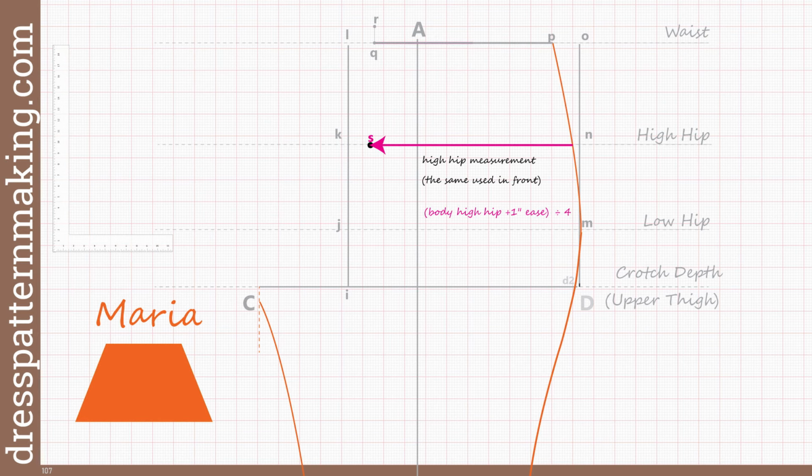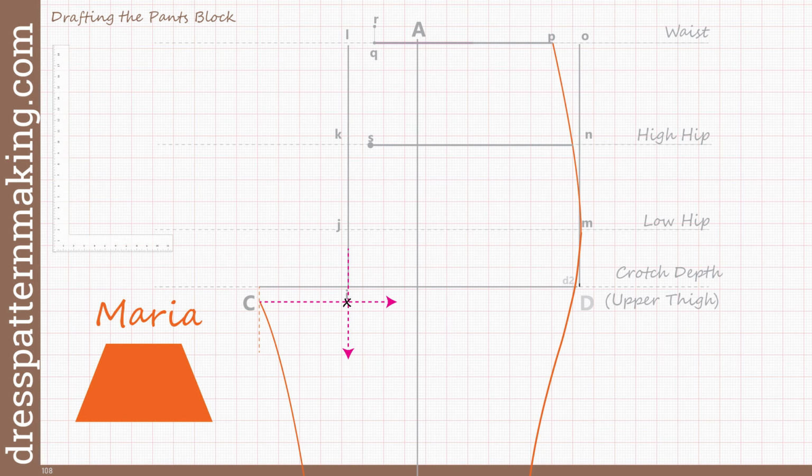I will measure across from the side seam on the high hip line for the same high hip measurement used on the front and mark point S. That measurement is the body hip, high hip plus an inch ease divided by 4. Now I'm not actually going to use this point to draft the back crotch line, but it's there to show me how much extra ease is there. If there's any extra ease, I might be able to take it off of the side seam. If there is, I might not. This is just purely for interest to see whether I do end up with too much ease there.